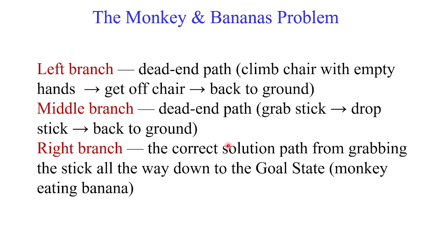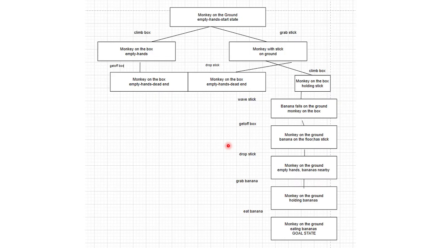We already looked at the correct path, right? So the correct path was already discussed. There are about 7 steps, right? Monkey on the ground with empty hands, grabbing the stick, climbing the box, waving the stick, getting off the box, dropping the stick, and then eating the banana. So this is the optimal plan.